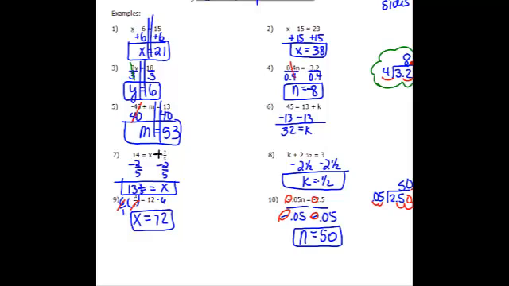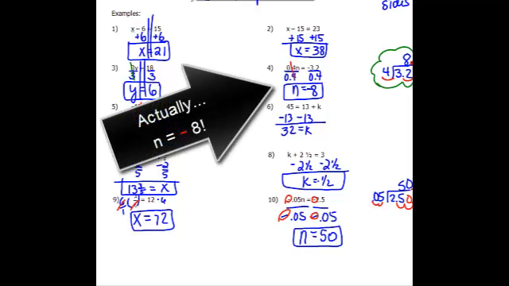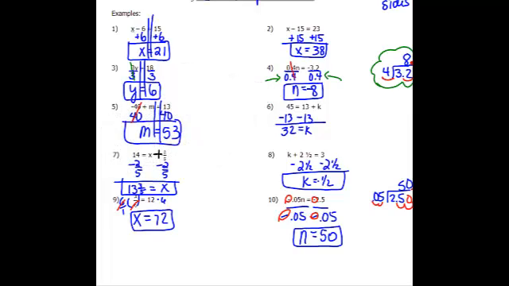Outside, inside, up. The answer is n equals 8. Remember, I'm dividing by exactly the number that was being multiplied. 6 might have been tricky for some of you because the 13 was on this side.